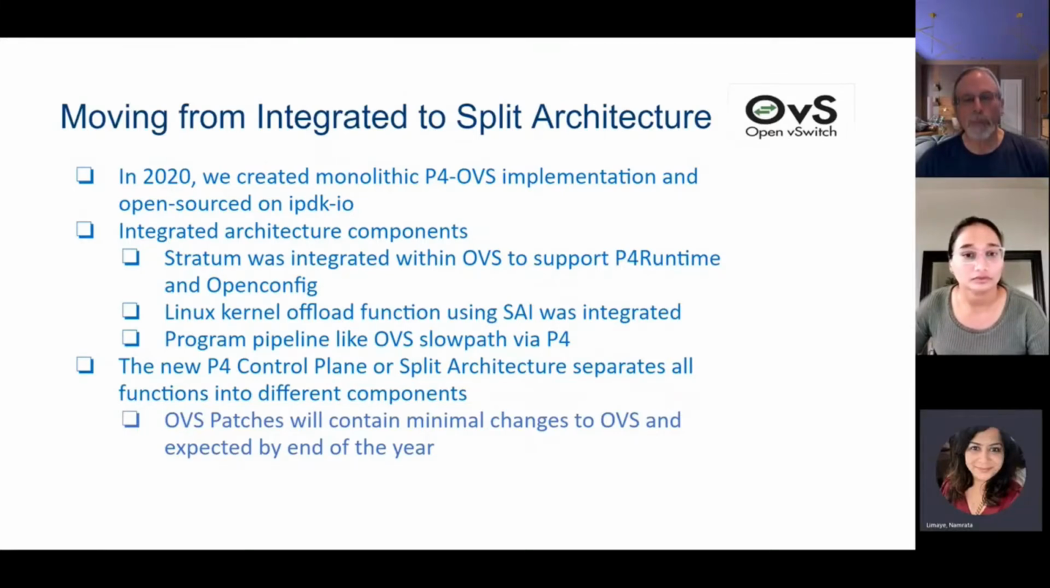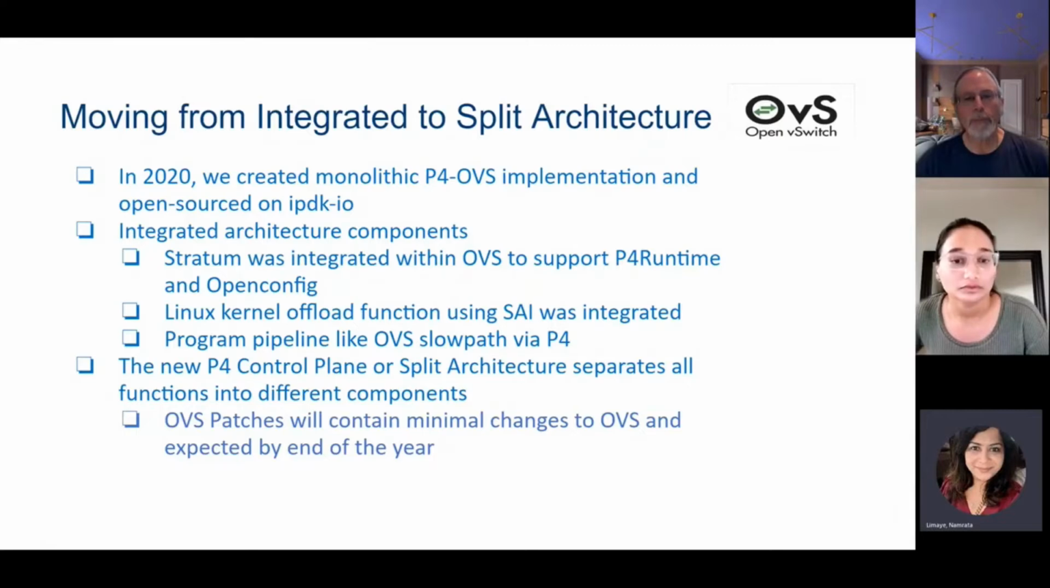So this was a big change in OVS to upstream, and with inputs from multiple places like Red Hat and also some of the customers, and internal rethinking, we came up with this new architecture, the P4 control plane, or split architecture, as we call it now.